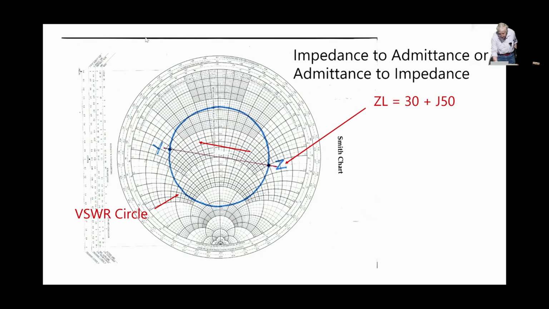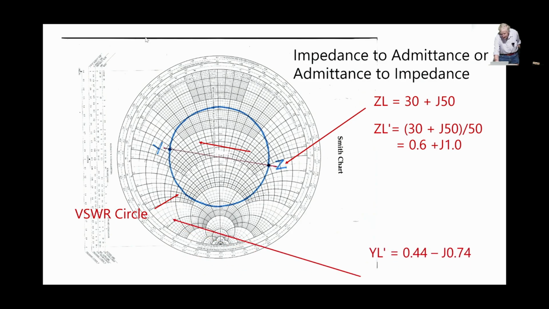On the Smith chart, that's it. You plot the Z, you draw the circle, and then you go directly across to the opposite and read it off, and you've got the admittance. So it's pretty easy. So there's an impedance that we plotted, and there's the admittance.